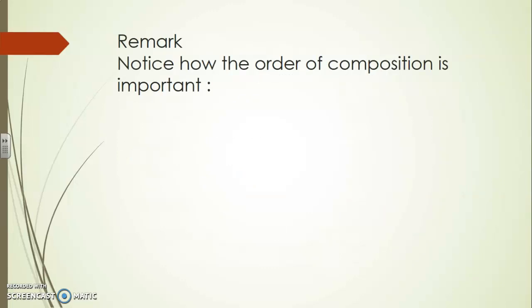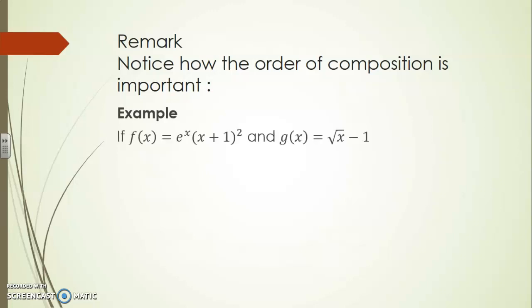Now, it's important to notice that the order of composition is very important as well. For example, if we reuse the same two functions we had in our previous example, so functions f and g, if we were interested this time in finding the composition of g on f of x, then f of x would become the argument that is to be inserted into function g. F of x stands for e to the x times x plus 1 squared. This becomes the placeholder that replaces what used to be x in function g.